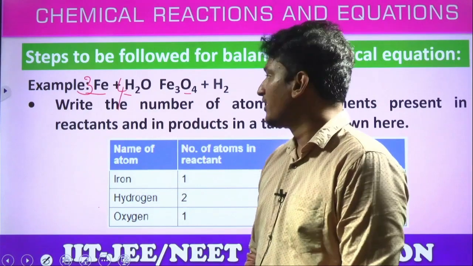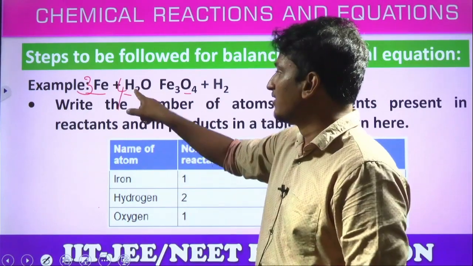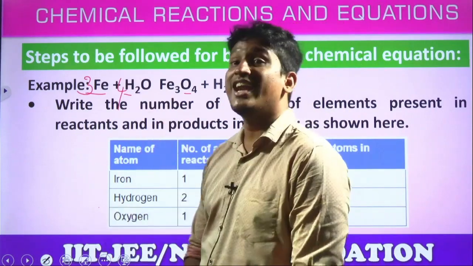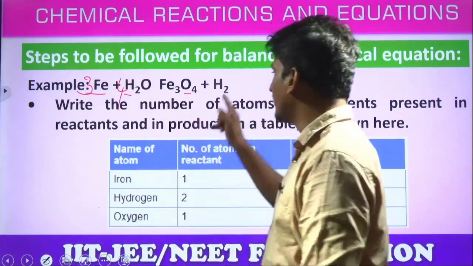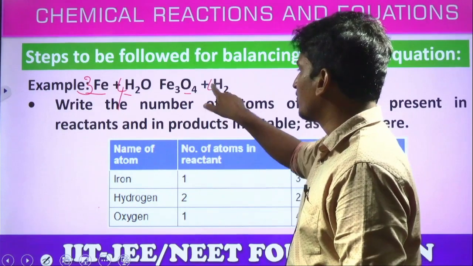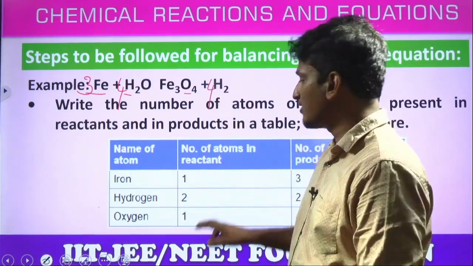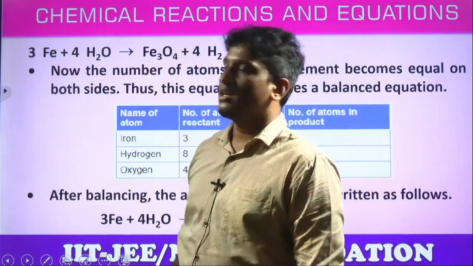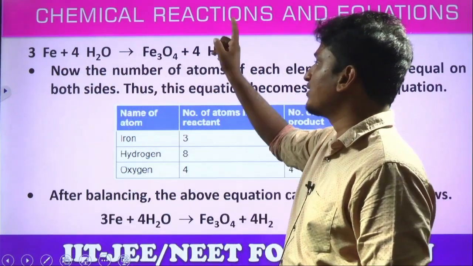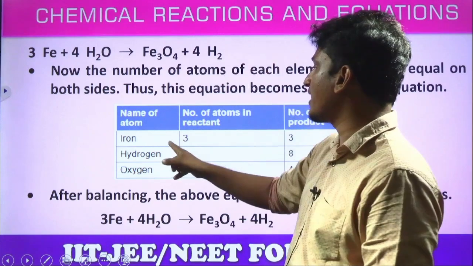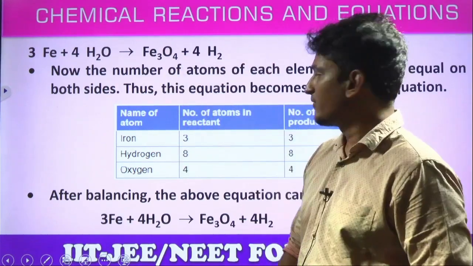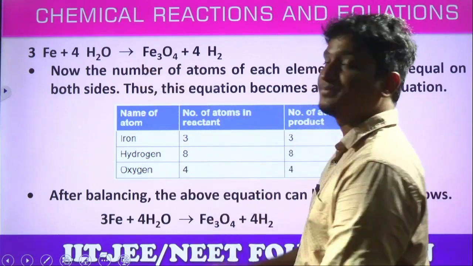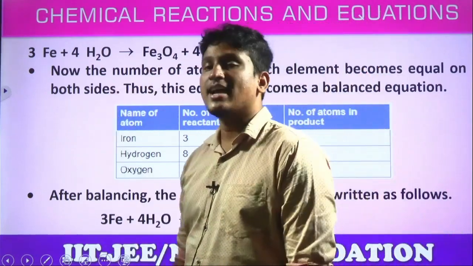Oxygens balanced. Now how many hydrogens are there? In one molecule 2 atoms are there. Now 4 molecules. 4 into 2, 8 hydrogens. Yes or no? No. Here only 2. Now see, students. Now look at the reaction. 3Fe plus 4H2O gives rise to Fe3O4 plus 4H2. How many irons? 3. How many hydrogens? 8. How many oxygens? 4. Balanced or not? This reaction is balanced.